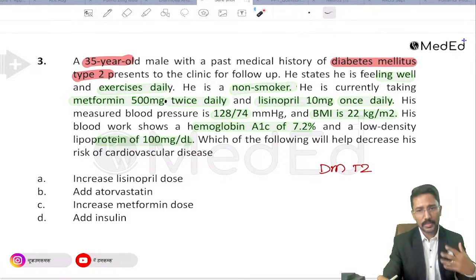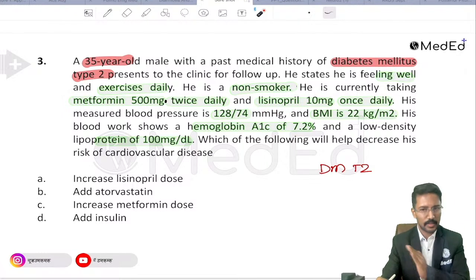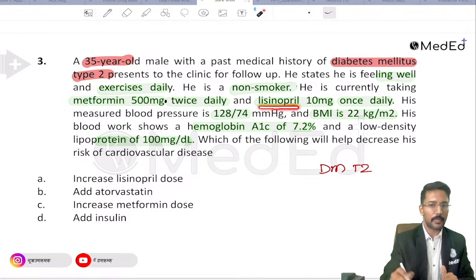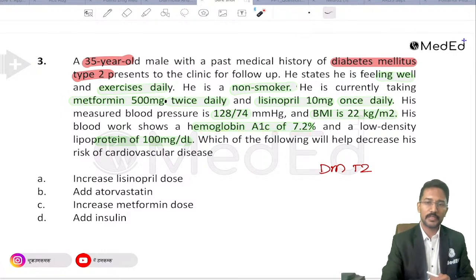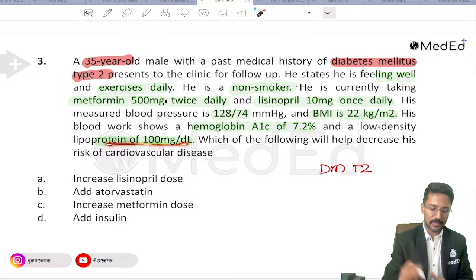Okay, that's a good choice in a diabetic patient because it reduces the risk of diabetic nephropathy, right? So I wouldn't consider it as a bad choice. His BP is 128 by 74. His hemoglobin is 7. HbA1c is 7.2%. His LDL is 100. Okay.